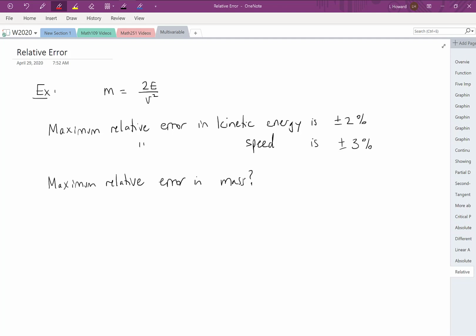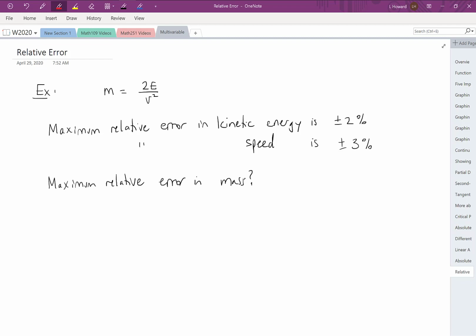In this video, we're going to look at relative error. Let's try an example. Let's say that we've got the following formula from physics, m is equal to 2E over v squared. We know that the maximum relative error in the kinetic energy is plus or minus 2%, and the maximum relative error in the speed is plus or minus 3%. So based on that, we want to find the maximum relative error in the mass.